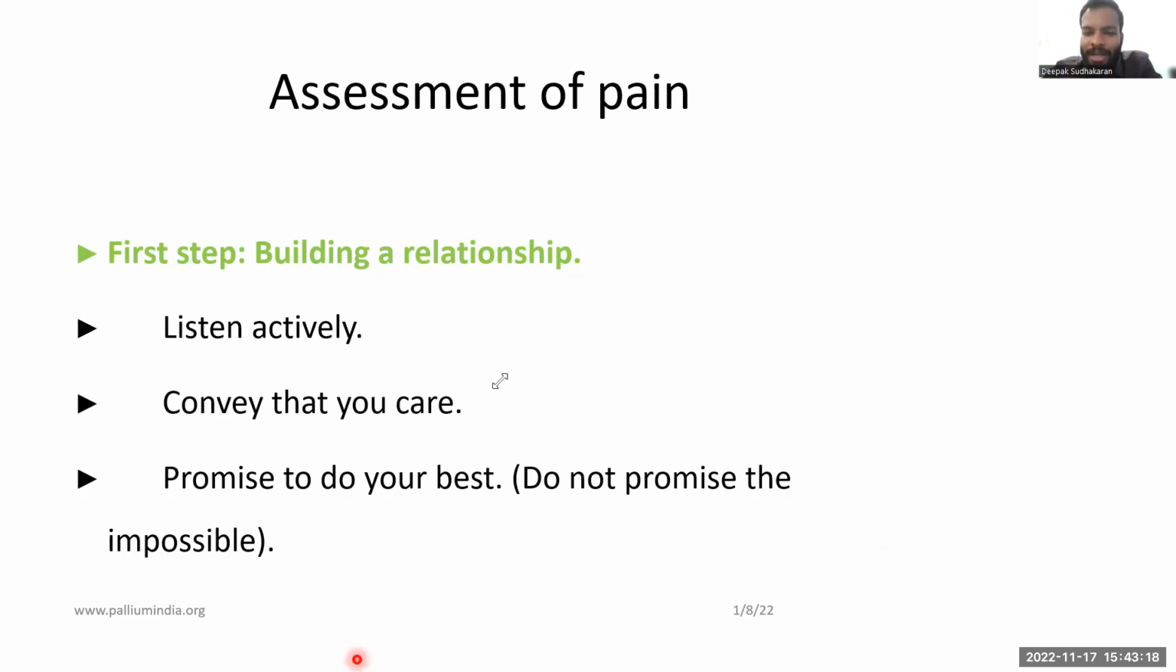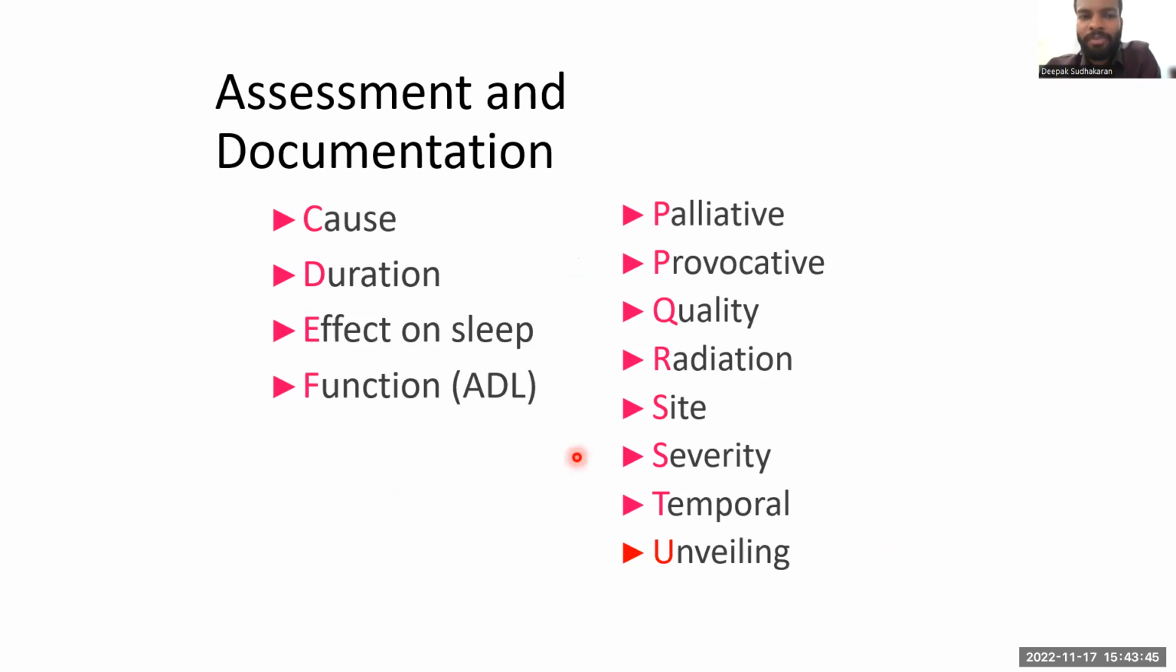And many a times we tend to say, don't worry, we'll take care of the pain, everything will be fine. Never ever say that, because we don't know to what depth the illness is there, or what the dimensions of pain this person has. Just say that you will do your best to address the situation. Okay. So that's the first step. You build a relationship, following which you need to look into various dimensions of pain and document it.